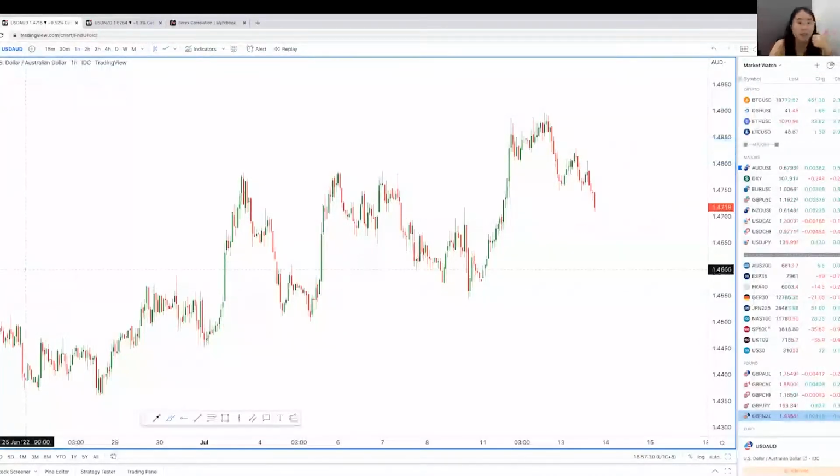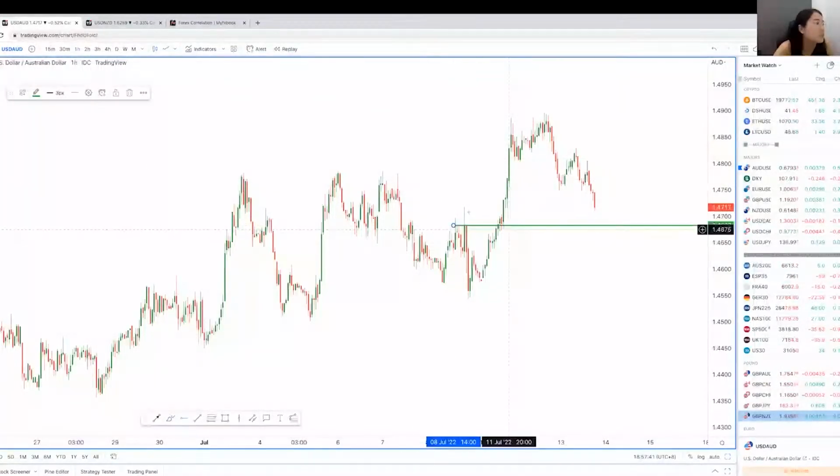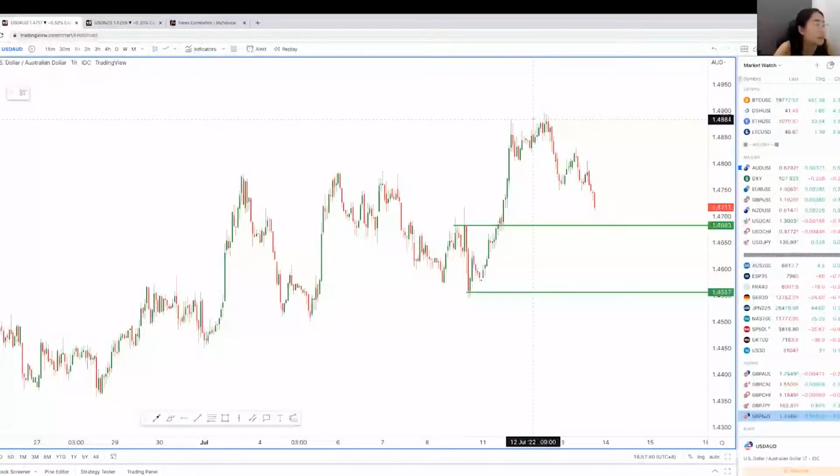The second strategy that I'm going to show you guys. So the first one is correlation. The second strategy I am going to show you guys is the usual strategy that I use on a daily basis. One is to combine the moving average with support resistance, Fibonacci levels, other indicators, and chart patterns.